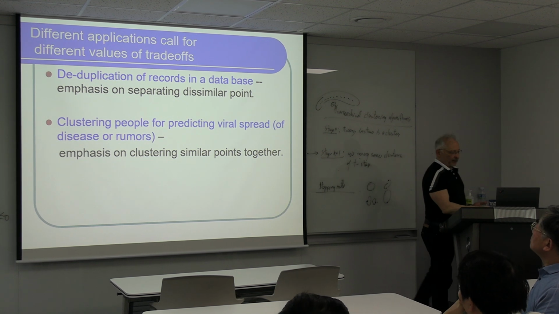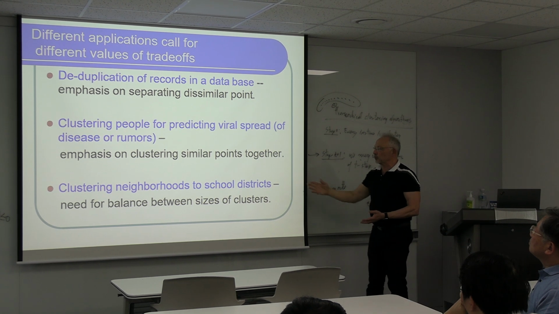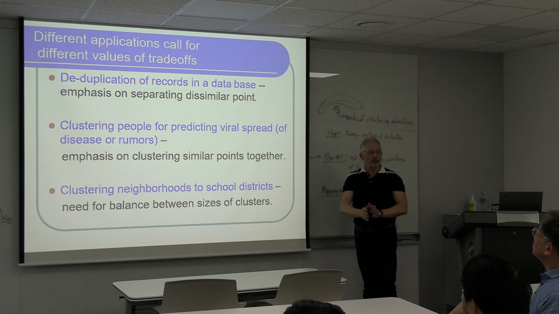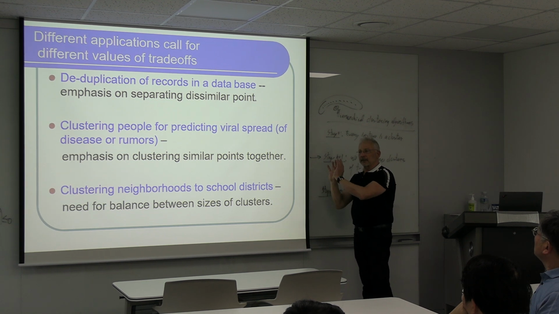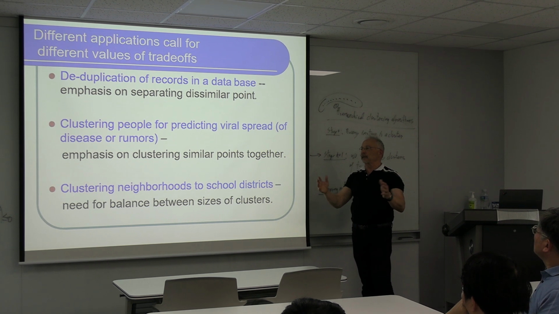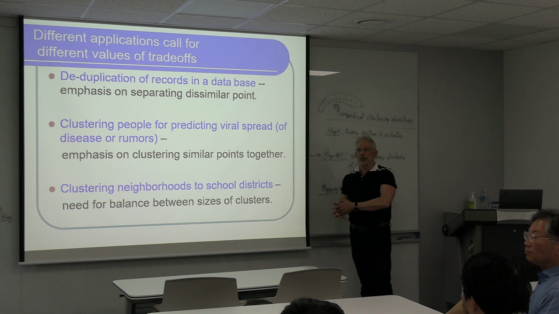Or another example, say I want to cluster neighborhoods for school districts. I want to say, all the kids in this neighborhood go to this school. All the kids in this neighborhood go to that school. Right now I want to cluster my city into neighborhoods. Now, balance is very important for me. Because I don't want one school to have 10,000 kids and the other school to have only 10 kids.